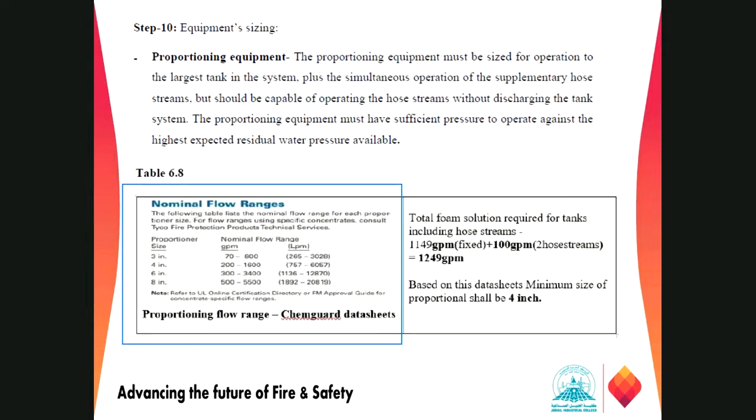And our requirement is, our foam solution required for these tanks, including hose stream, is around 1249 GPM. So if you can see the table on the left, to meet this demand, we need a foam proportioner of 4 inch. So the size of the foam proportioner is 4 inch for this application.